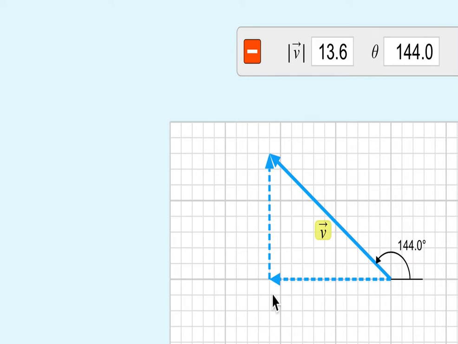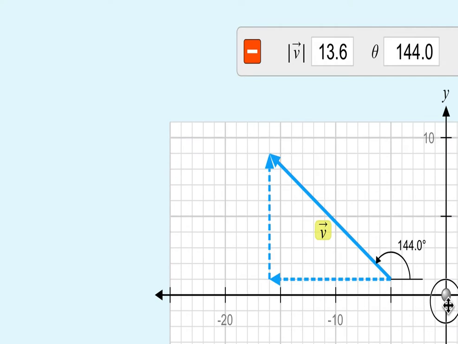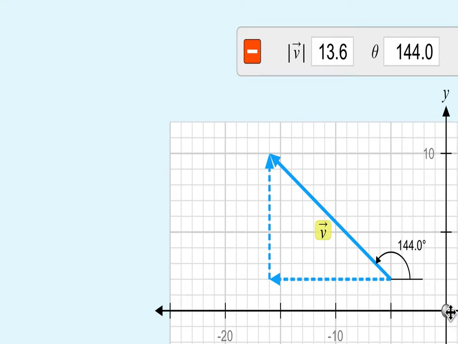But one more thing is that it's pointing backwards, and this is along the second quadrant. So if I put the axis here, you can see that this vector is in the second quadrant, and because of that it points along the negative x direction. So the x component should actually be equal to negative 11.